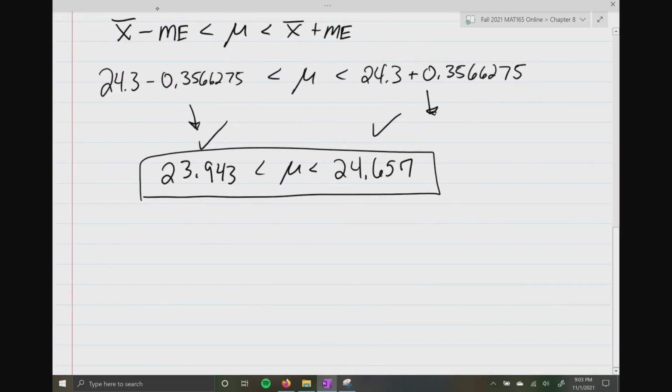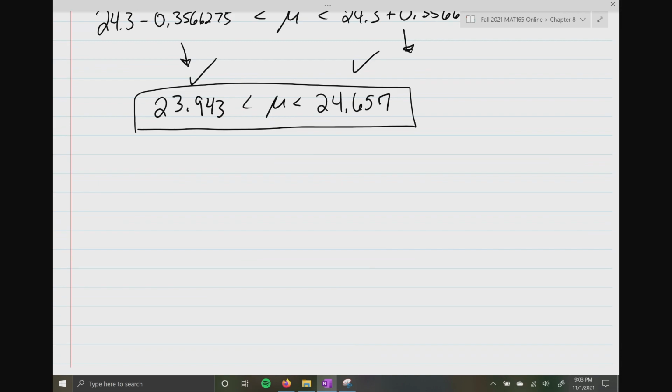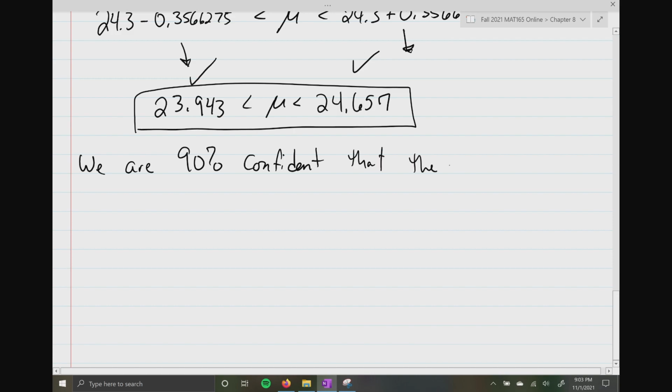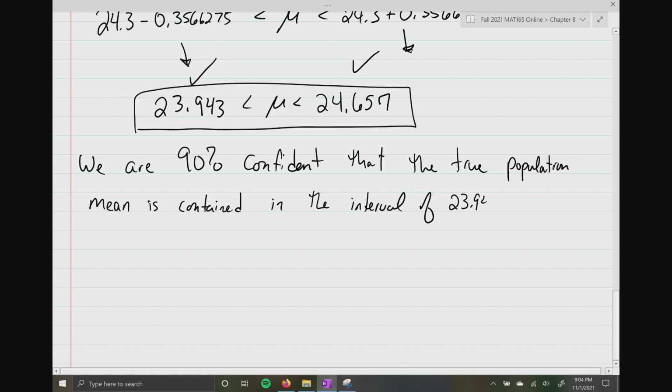Now, we interpret this number, and we interpret it the same way that we interpret everything else. We are 90% confident, because that was our confidence interval, that the true population mean, because that's our parameter in this case, is contained in the interval of 23.943 to 24.657. So that is the way I interpret it.